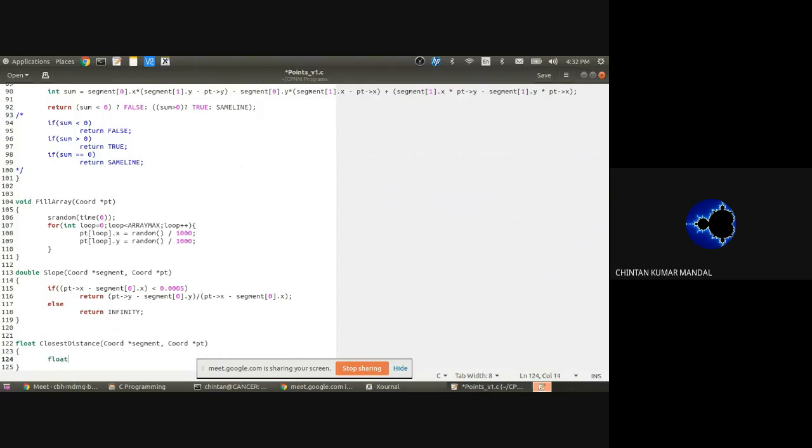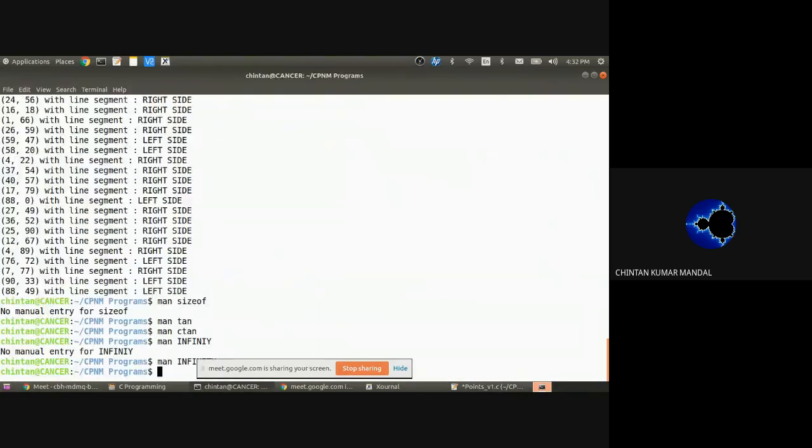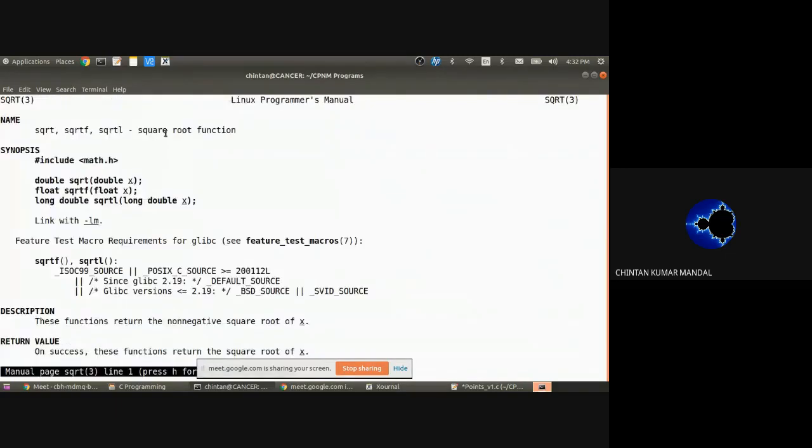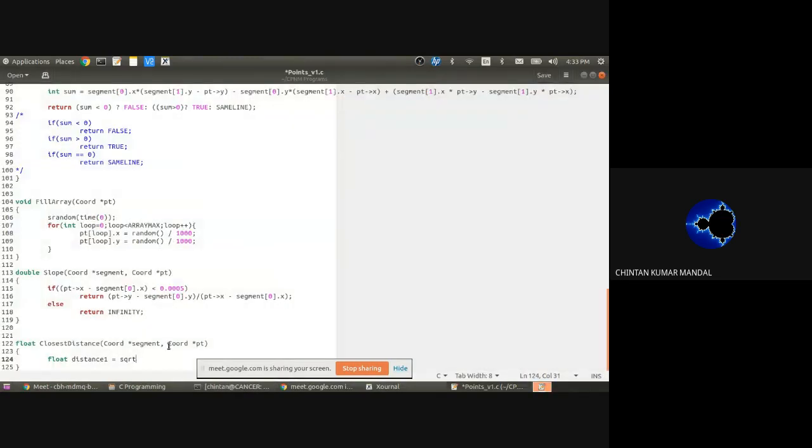Let's take for example float distance 1. So distance 1 will basically be the square root function. What is the square root function? SQRT, it takes in a double. All of them are floats, right? So this basically takes in a float and returns a float. So sqrtf, square root of power pow.